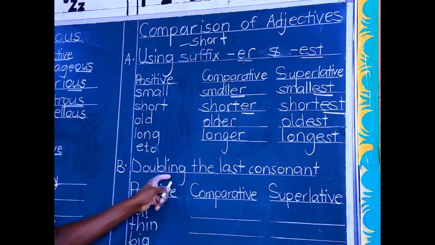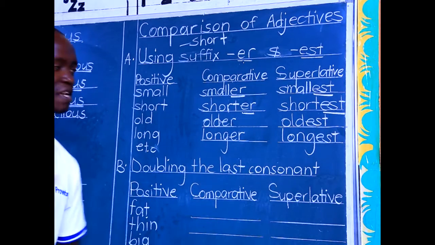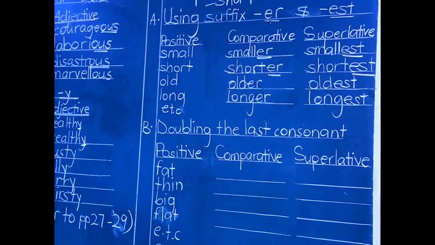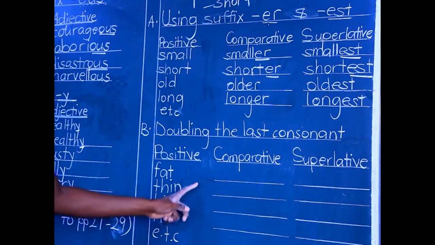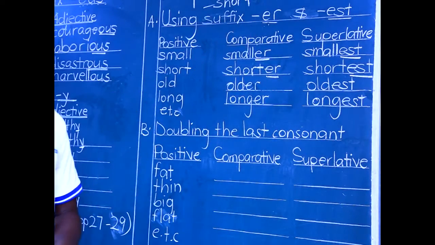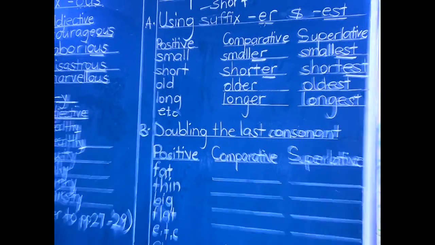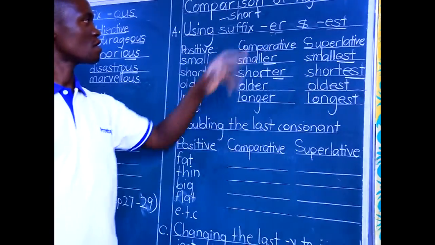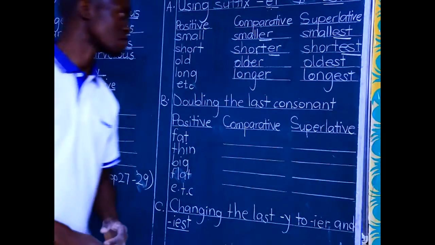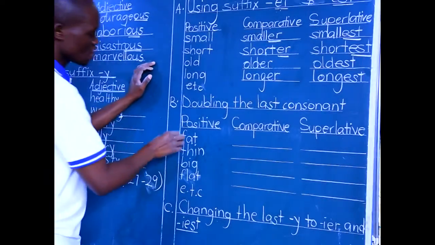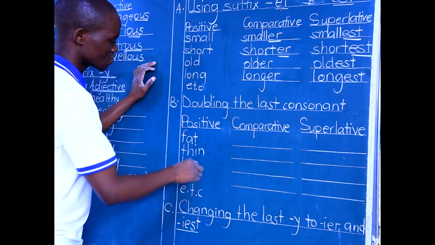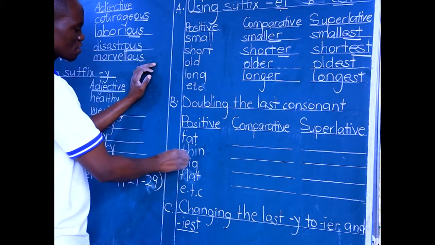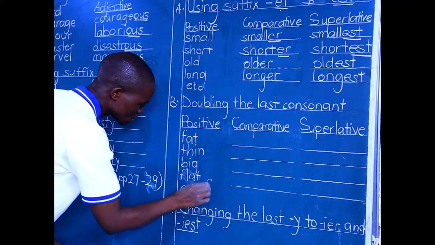We have doubling the last consonant. When do we double the last consonant? In fact, you double before you add the er. Don't just double and end there. You double the last consonant before you think of adding er and est as your suffixes. So you have fat, which changes to fatter. Yes. But before you double, think of the consonant.